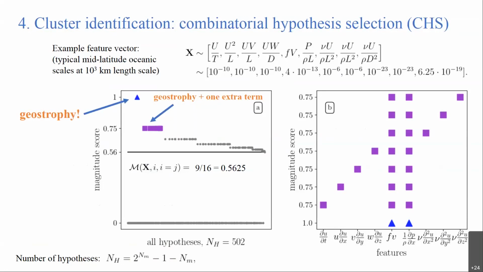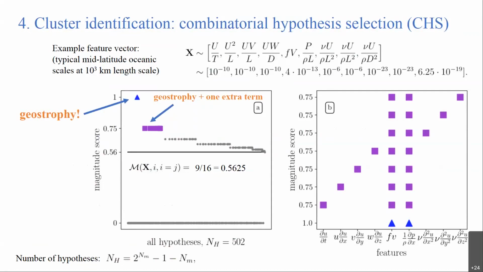And then the next best scoring are these purple squares. And when you look at the plot on the right, you see, okay, that's geostrophy plus 1 term. And then I didn't check it, but I assume the staircases in the gray dots are plus 2 terms, plus 3 terms, and so on. And then the black line there is the full set score.